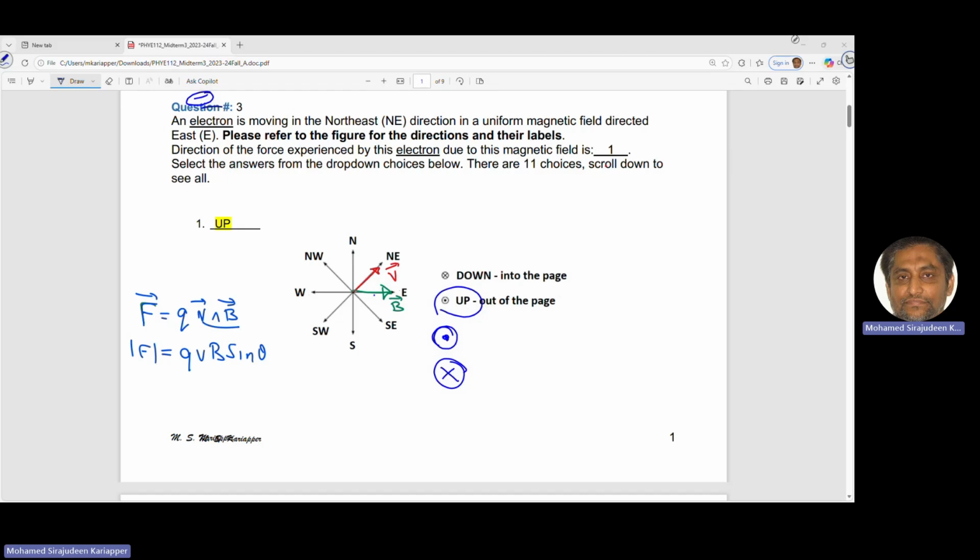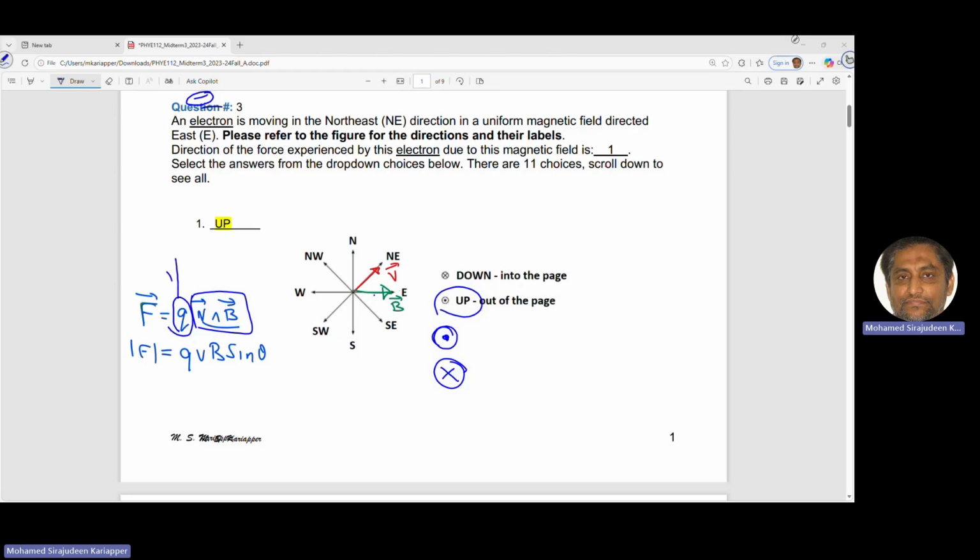Then look at the thumb. Thumb is pointing in. So the answer is down. Why is the answer up? Did he make a mistake? This is the direction of V cross B. We found the direction of V cross B to be down, into the board.